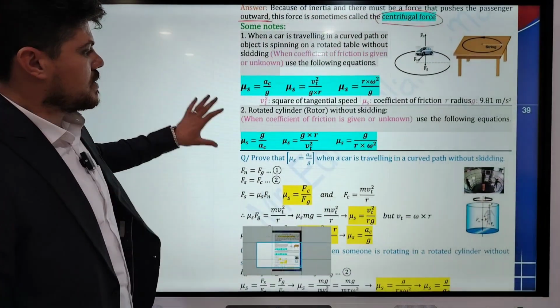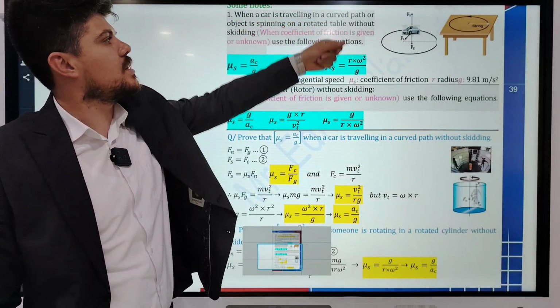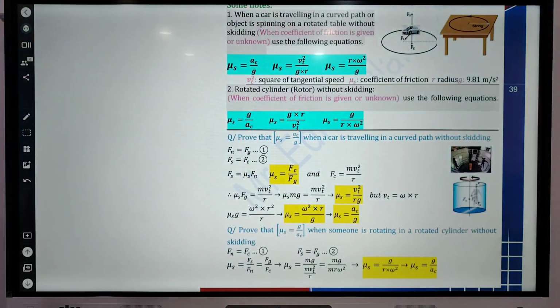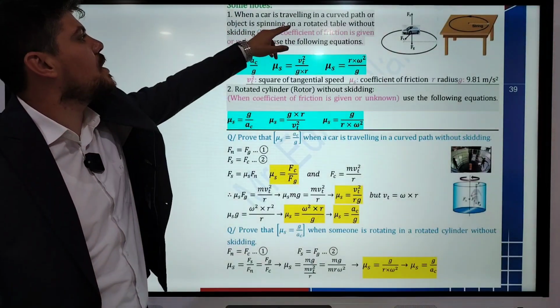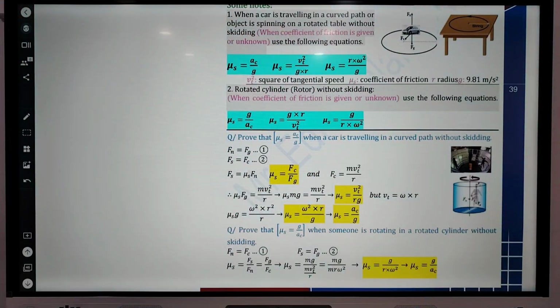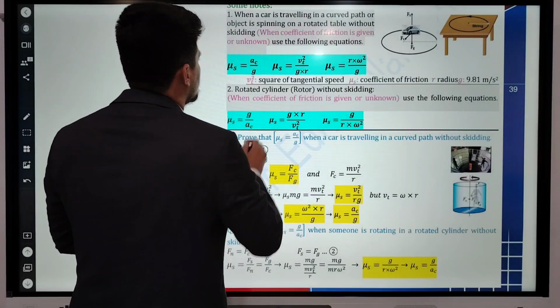We have two different cases here. When a car, bicycle, motor, or an object is traveling in a curved path, or spinning on a rotating table without skidding, and the coefficient of friction is given or unknown, use the following equations.